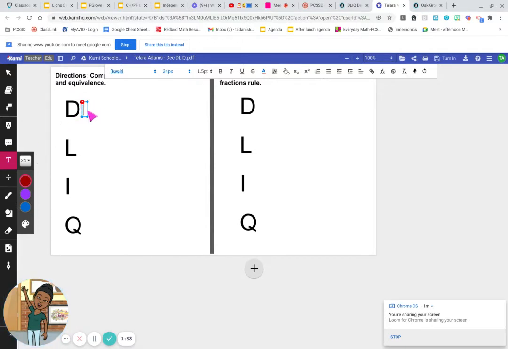Back to our objective. The D is do. What did we do to learn this skill of sharing and equivalence? What did we do? Think back to our quesadillas and pizzas, gallons of water. What did we do?